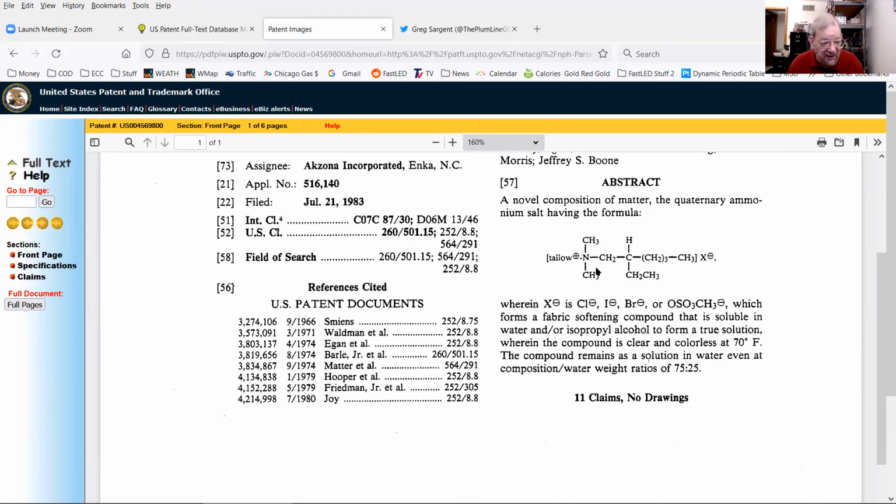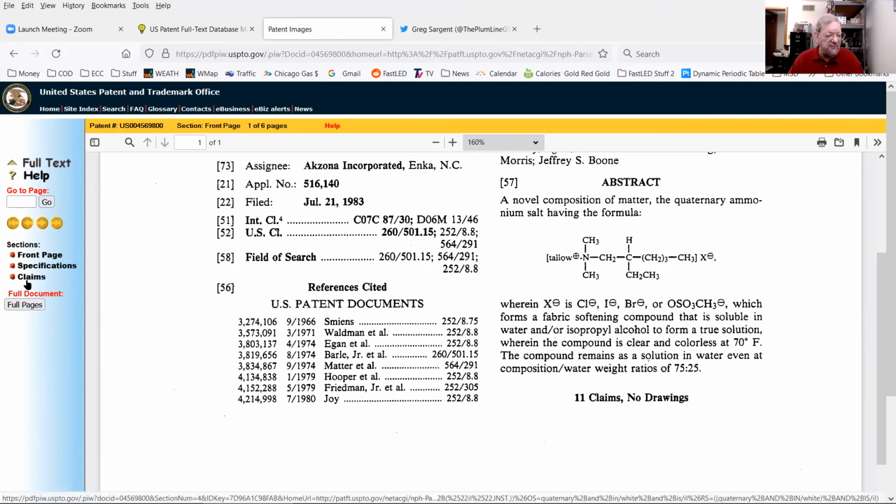A quaternary ammonium salt. And the R groups here, you see a methyl, methyl, tallow, and this is 2-ethylhexyl, and you see X minus. Now here we defined X minus as chlorine, iodine, bromine, but also this is a sulfate, which is useful too. And this is a patent, and guess what? You can see that.